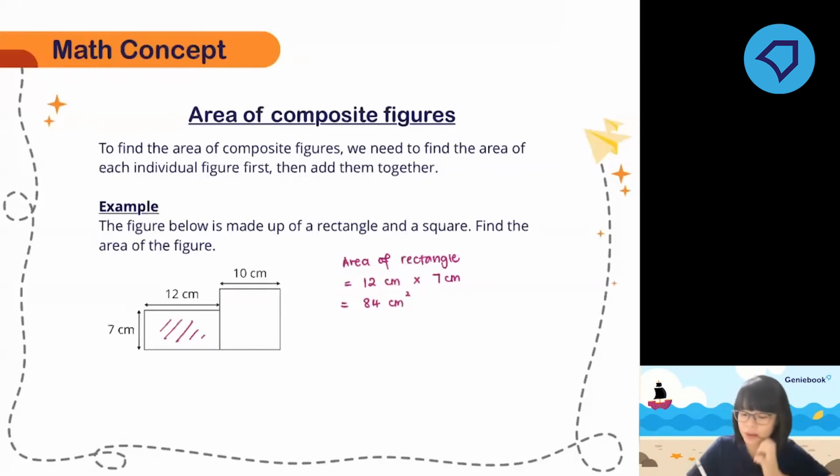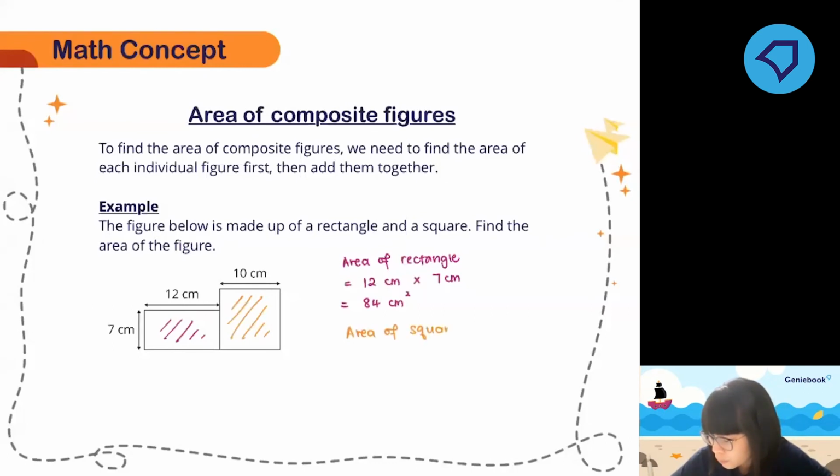Next, let me do it in another color, okay? Let's find the area of the square. Find the area of square. So can you help me? What's the formula for area of square? 10 times 10. Excellent job. Okay, so it's length multiplied by length. Okay, so together you have 100 centimeter squared, but that's not the final answer, right?